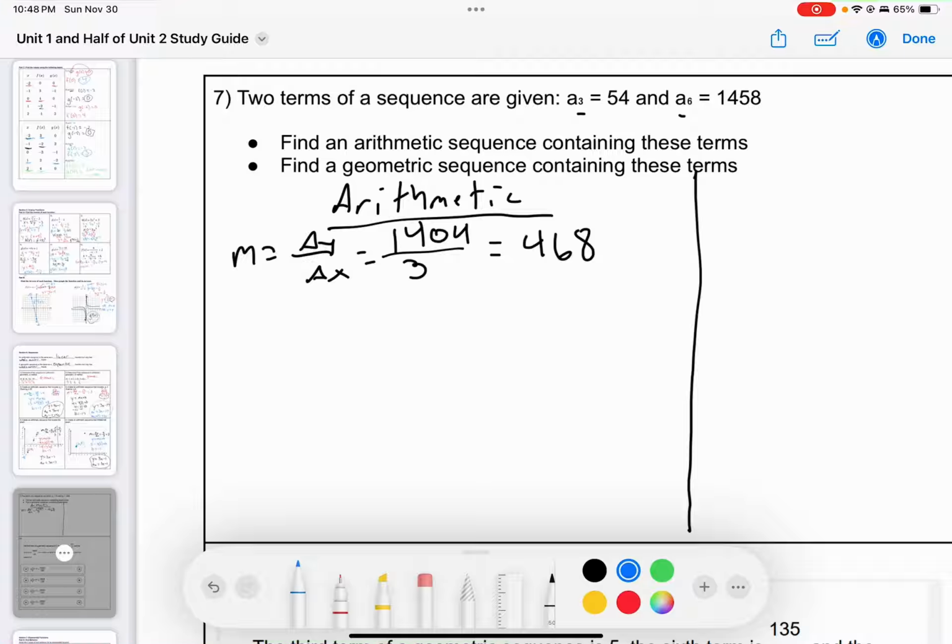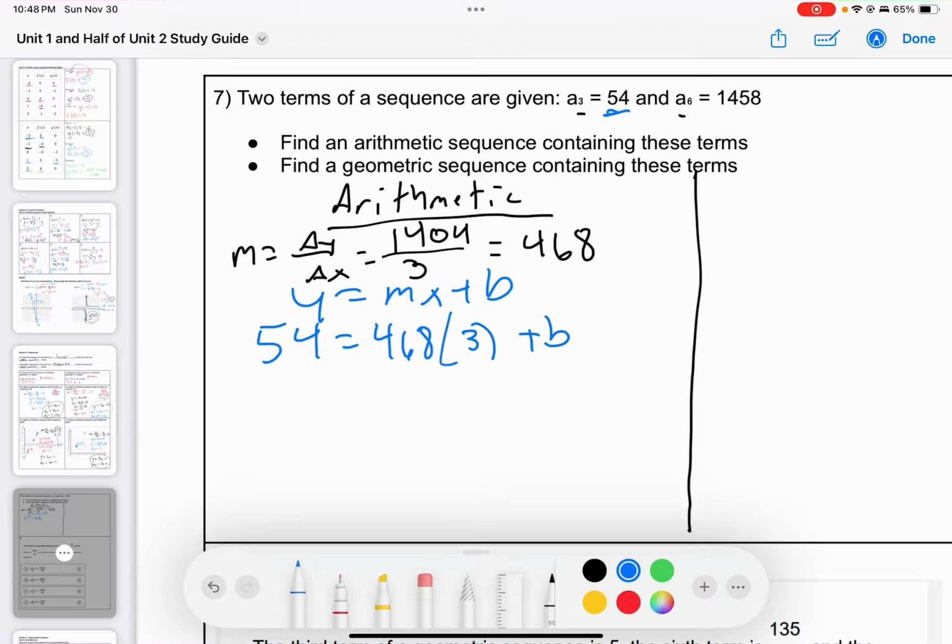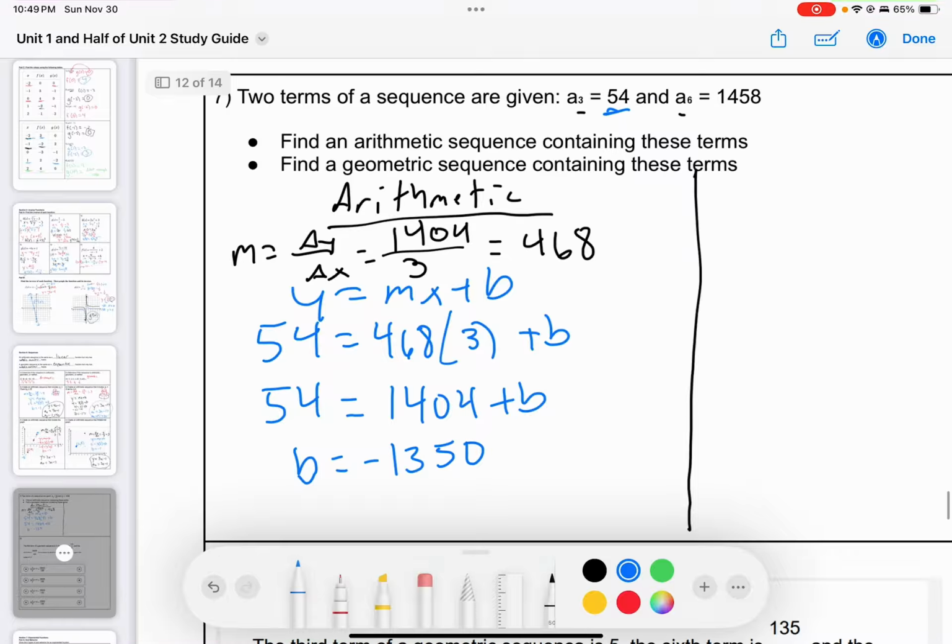So now I can substitute in here. We're going to get output is 54. So 54 equals mx plus b, just so you see what I'm doing. Slope is 468 times 3 plus b. 468 times 3, that's 1404. Plus b equals 54. Minus 1404 from each side. And we get b is negative 1350.